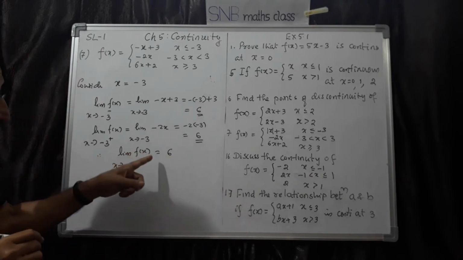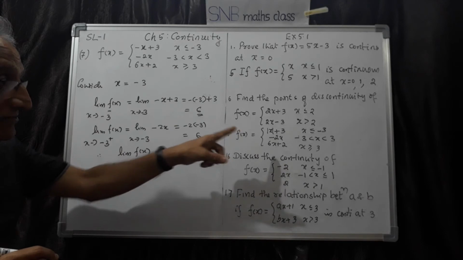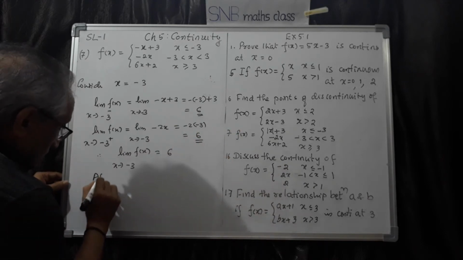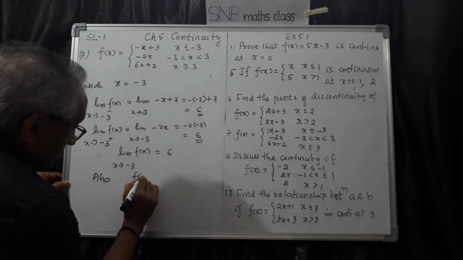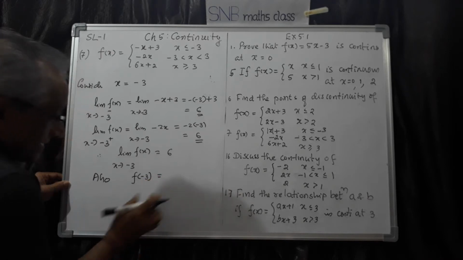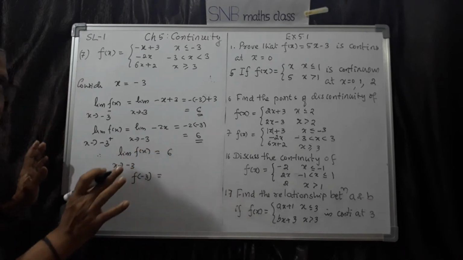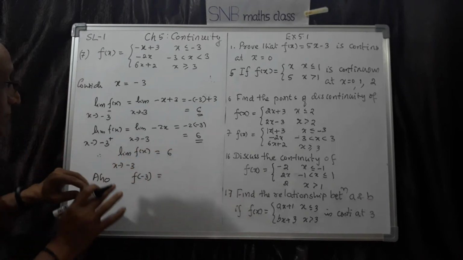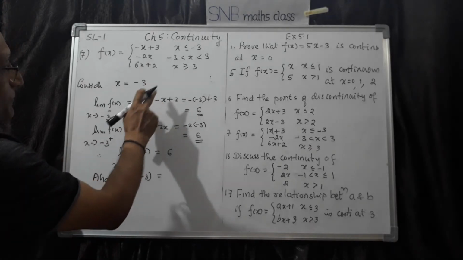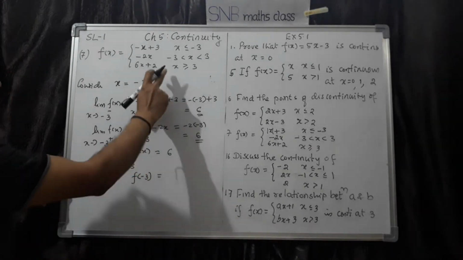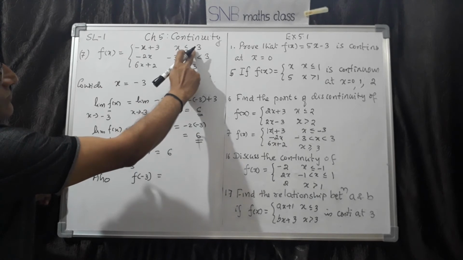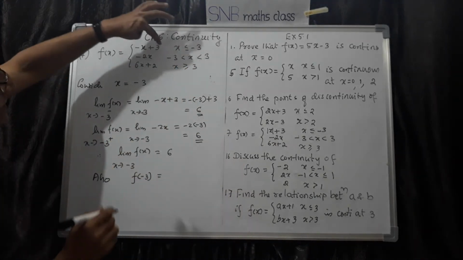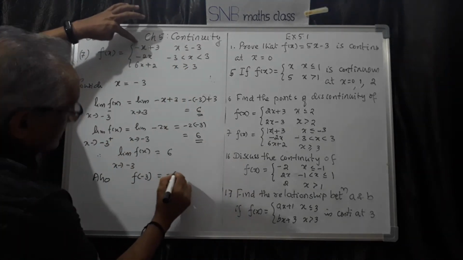But this is not sufficient to say that it is continuous at x equal to minus 3. What I have to do is also find f of minus 3. If this value is equal to the limit, then it is continuous. Otherwise, it is not continuous. Therefore, let me see now. Here, minus 3 is included in this part, so I have to take this function. So it is minus 3.